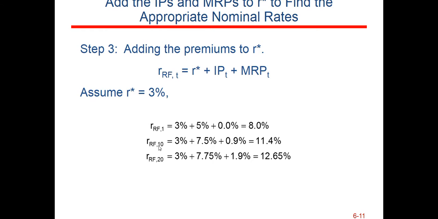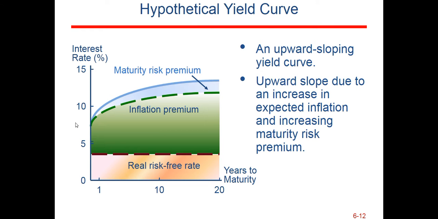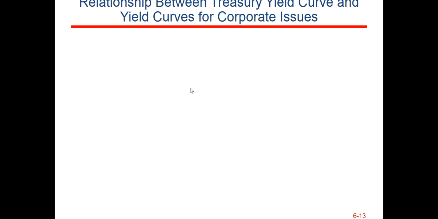You can do the math for a 10-year bond, you can do it for a 20-year bond. This is all hypothetical. Again, it's given in an example to show you that the normal curve will look something like this blue line here. So there is a risk-free rate, that's baseline, and then there is inflation premium, and then there is maturity risk premium.